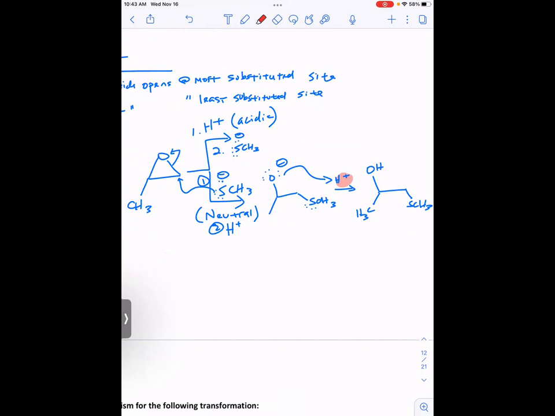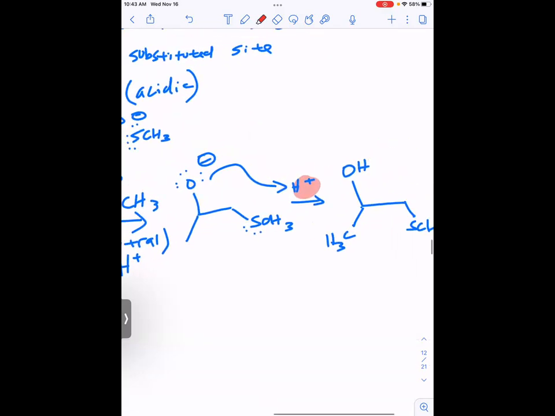If you do it in the reverse by adding the acid first, you're going to get a totally different outcome, right? So your alcohol is going to end up, and I'll show you why. So your OH is going to end up here. And then the nucleophile you added in is here. You can see the difference.